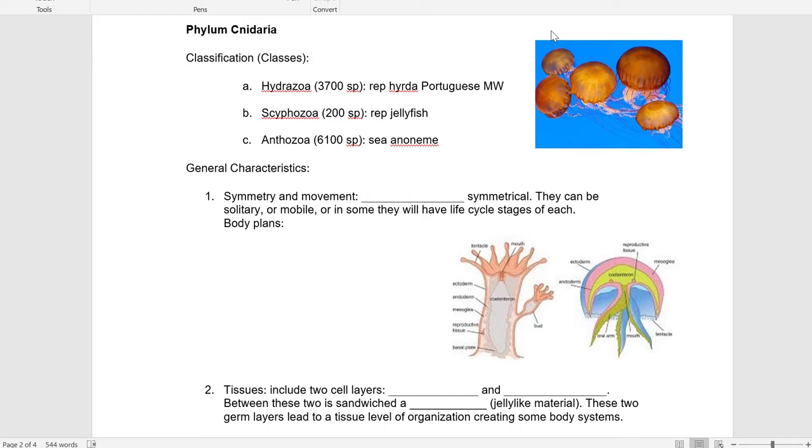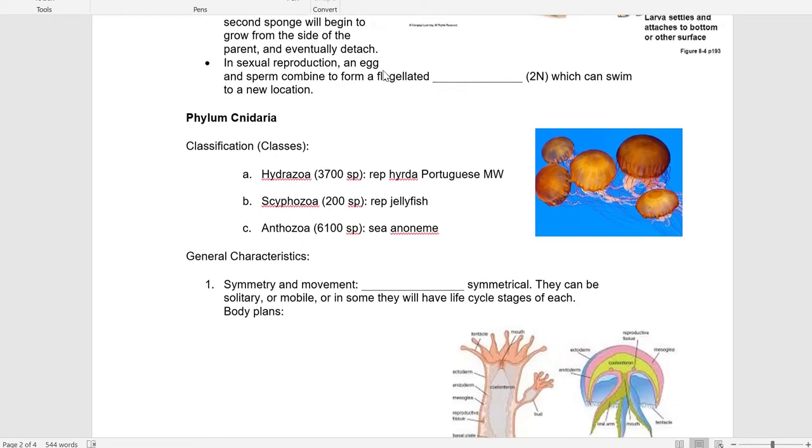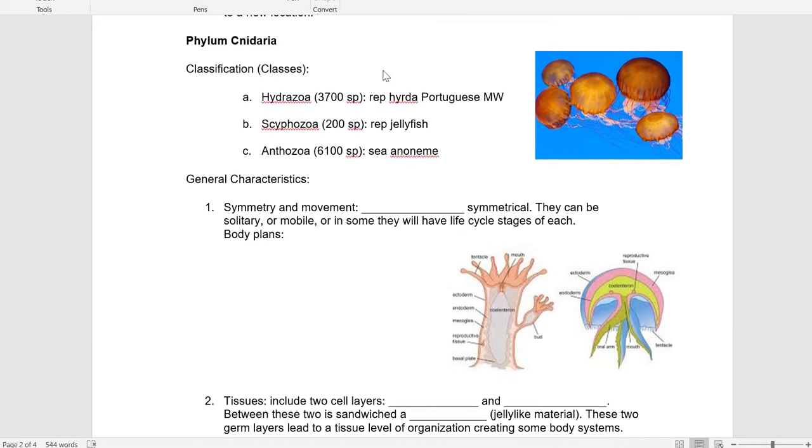Hey everyone, so last day we left off, we completed Porifera and we went through their life cycle. And so the next group is phylum Cnidaria. So basically there are three classes here.